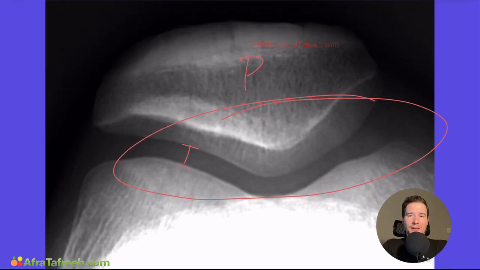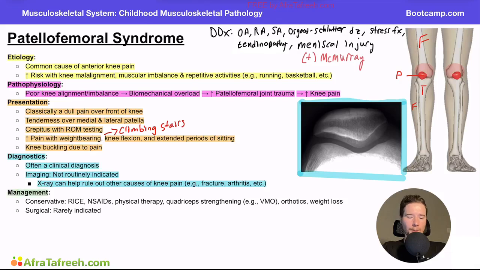However, it's potentially important to get these because what if it did show us something like a fracture line through the patella? That would be important, right? And the treatment for that would be much, much different than the treatment for patellofemoral pain syndrome. Now, when we think about the management here, this is typically going to be managed with conservative measures.